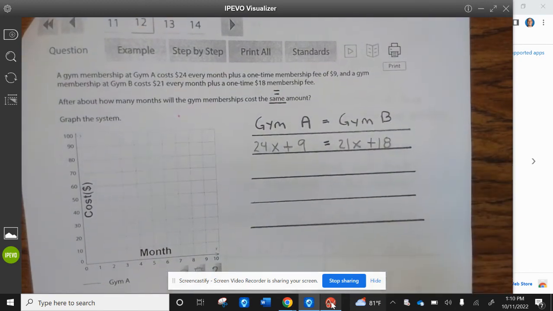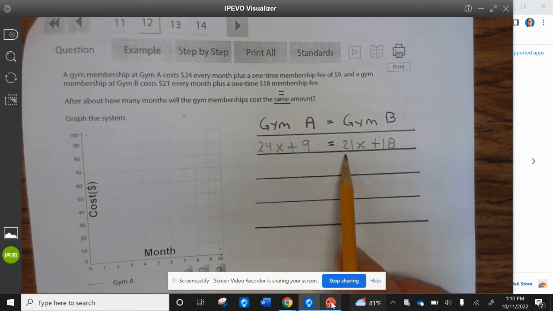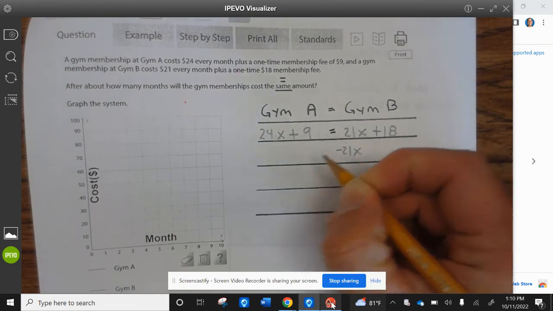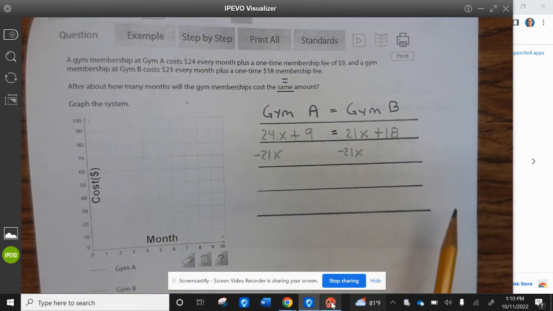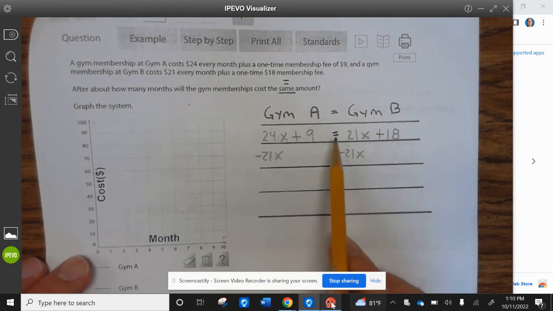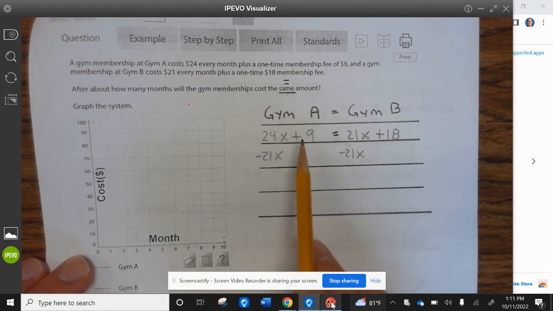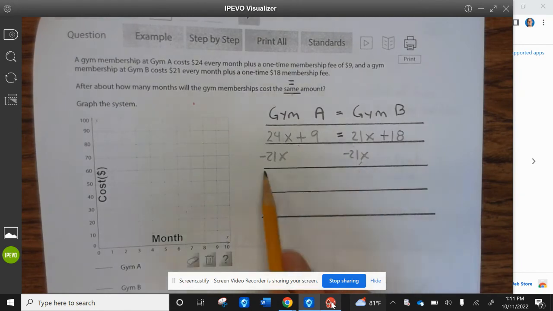Now, I actually recommend solving this algebraically and not graphically. We're going to do it algebraically first, and then we're going to do it graphically. So to solve for x, we're going to subtract 21x from both sides. And let me take a step back. The reason why these are equal to each other is because it's the same. When we say the word same, we set these equal to each other. So we're going to set these equal to each other and solve for x, okay? So we're going to subtract 21x from both sides.